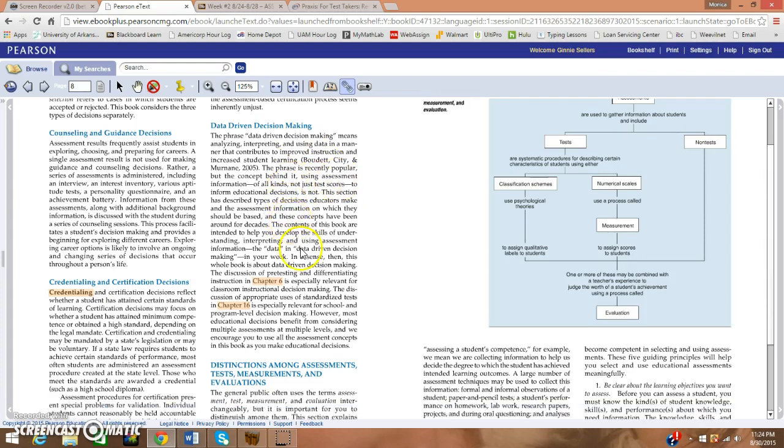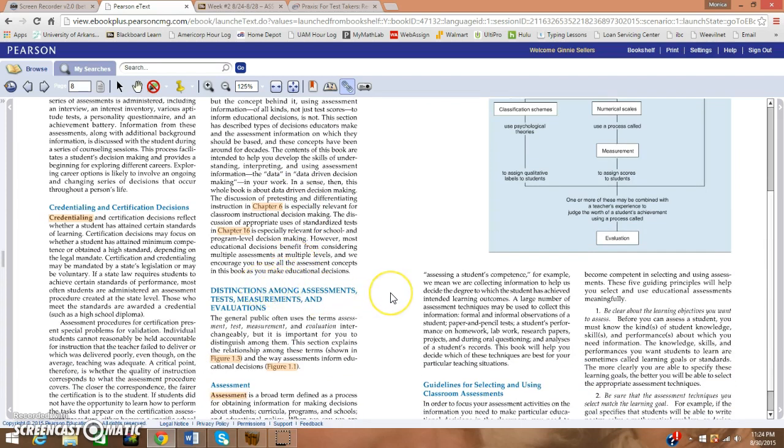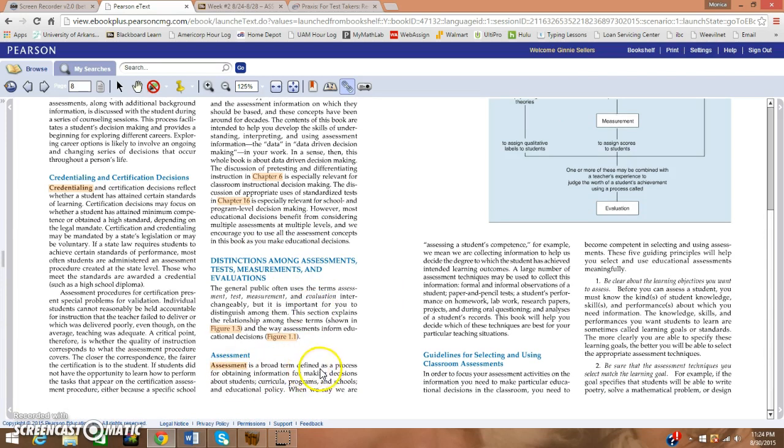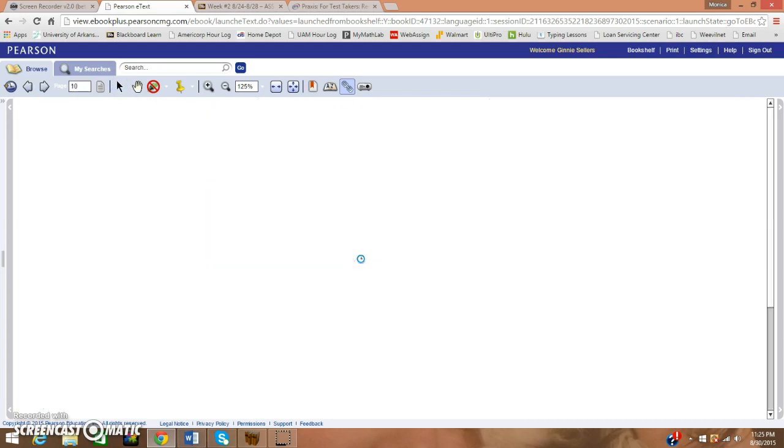And then down here we learn about the distinctions between assessments, tests, measurements, and evaluations. Assessment is a broad term defined as a process for obtaining information and for making decisions. And then it tells us that there are 5 guiding principles that will help you select and use educational assessments meaningfully, and I will be sure to note these. And then we move on to tests. We learn about tests when my computer loads.